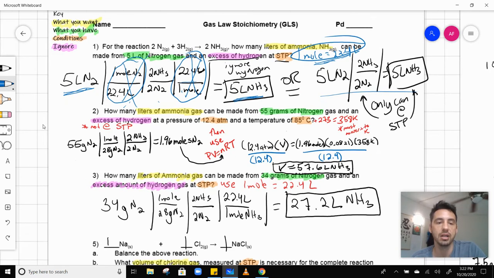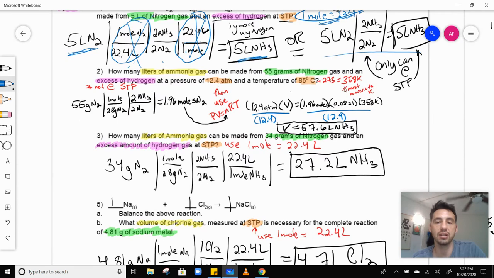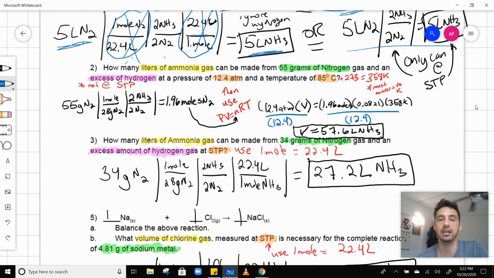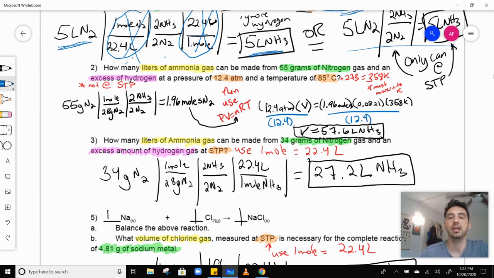The next one, we have to use the ideal gas law because we're not at STP here. We're at a pressure of 12.4 atm and a temperature of 85 degrees Celsius. So I always convert the temperature first before I do anything. I converted 85 degrees Celsius, added 273, and got 358. Because of this, I know eventually we're going to have to use PV equals nRT. We might have to do it in the first step, or the last step. We have to look at our situation and figure out what we're going to do.